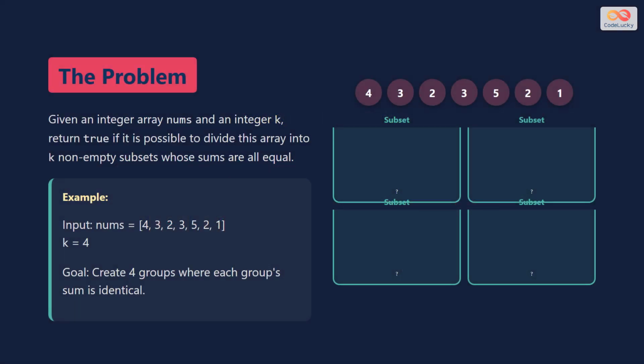Let's start by defining the problem. You are given an array of integers, let's call it nums, and an integer k. Your task is to determine if you can divide this array into k distinct subsets, such that the sum of the elements in every single subset is exactly the same. For example, if we have the numbers 4, 3, 2, 3, 5, 2, and 1, and we want 4 subsets, we need to group them so each group adds up to the same value.